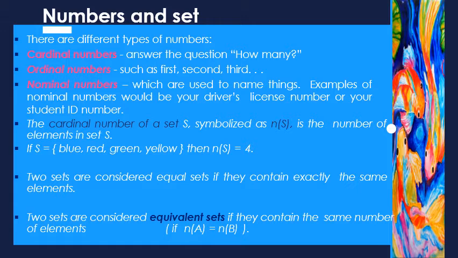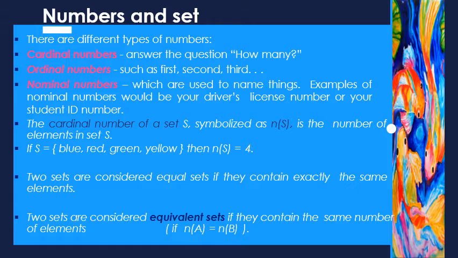Next we have ordinal numbers. Ordinal numbers pertain to order. That's why we have first, second, third, which are ordinal numbers. Next we have nominal numbers. They are used to name things. For example, your driver's license or your student ID number are nominal numbers.